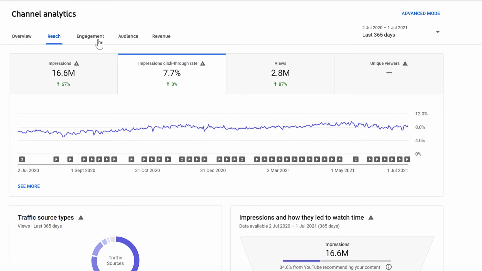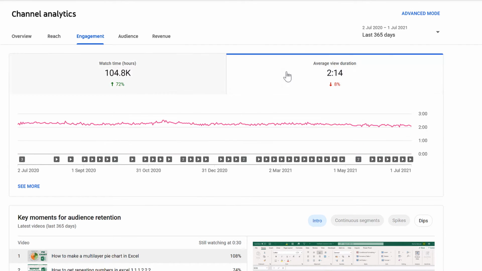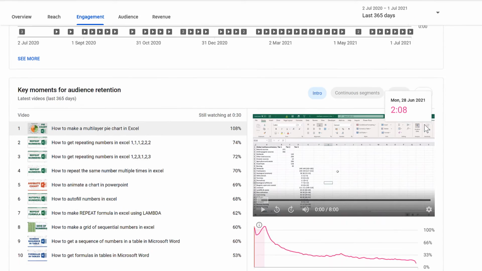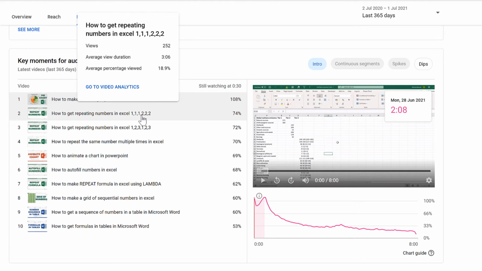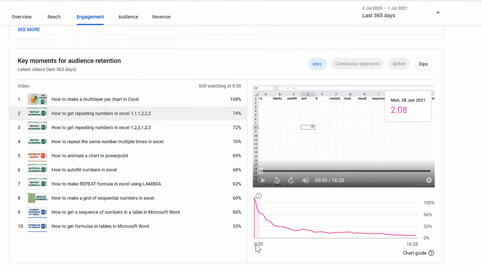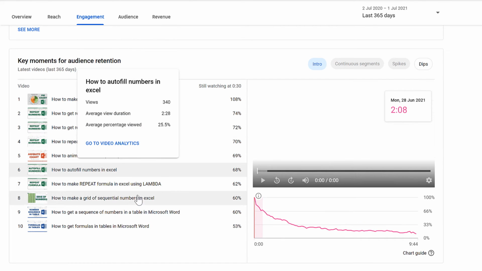We can now go and have a look at the engagement. So if we have a look at the average view duration, this is on average how long people spend watching my videos, and this is usually pretty stable. It's been just over 2 minutes for the whole of this year. And then if I scroll down, we can look at the audience retention for some of my videos. So this is usually pretty similar for all of my videos. It starts off at 100% and then gradually decreases as most people don't watch the whole of the video. And this pattern is usually pretty similar.